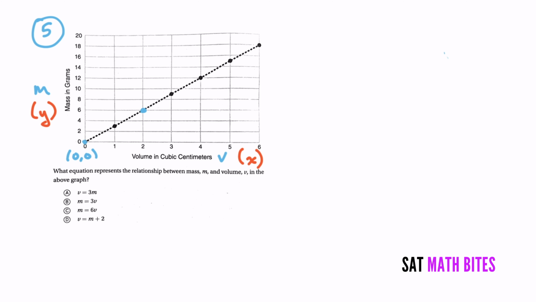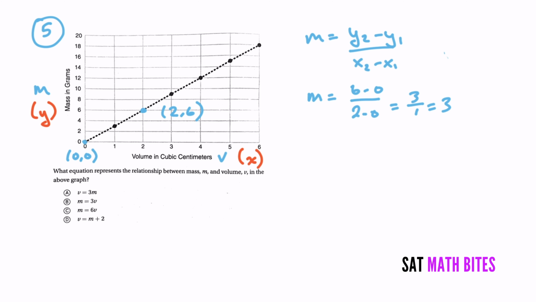Now normally, the slope of a line between 2 points would be y2 minus y1 over x2 minus x1. But in this case, since we have m and v, we would do m2 minus m1 over v2 minus v1. In other words, the y coordinate, which would be 6 minus 0, over 2 minus 0, which would then give me 3 over 1, or just 3.